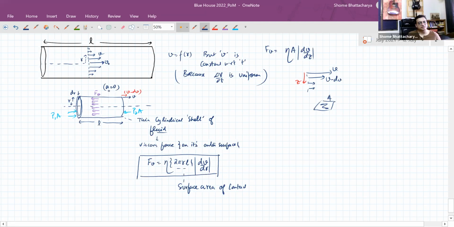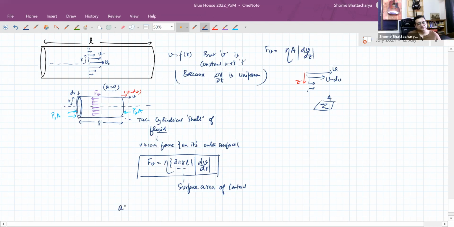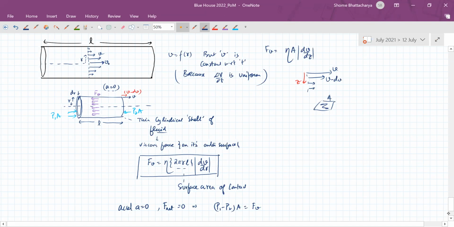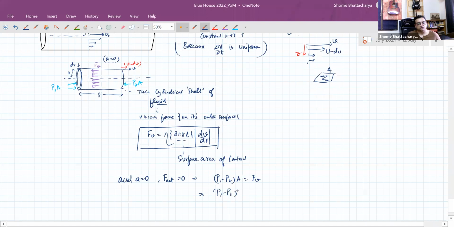So now see what is happening. This whole shell of liquid is having zero acceleration. So this is like an FBD of the shell. Because acceleration is zero, the net force on it must be zero. So the force due to pressure, that is P1 minus P2 into area from both the sides, has to balance this viscous force. Now it's clear, no? Yes, sir. So this pressure difference into the cross-sectional area, which is pi r square, is going to be equal to 2 pi r L into dV by dr.